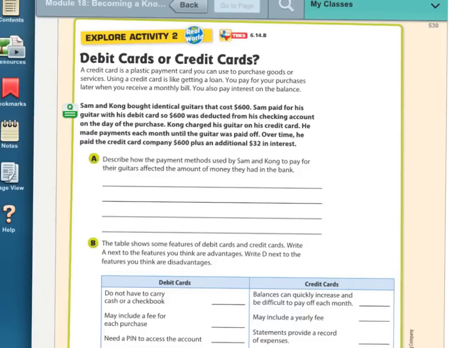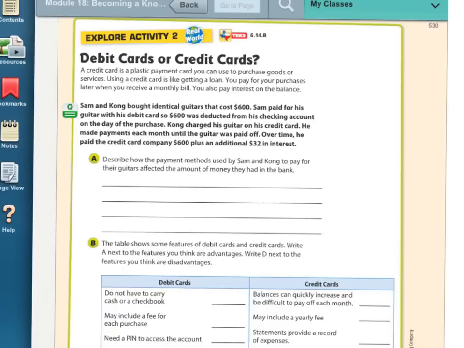And sometimes as soon as you get that bill in the mail, if you pay it before the due date, then you don't have any charges, any extra fees or anything. But if you only pay some of it or you don't pay it all off, then they'll charge you extra for it. It's called interest rate.